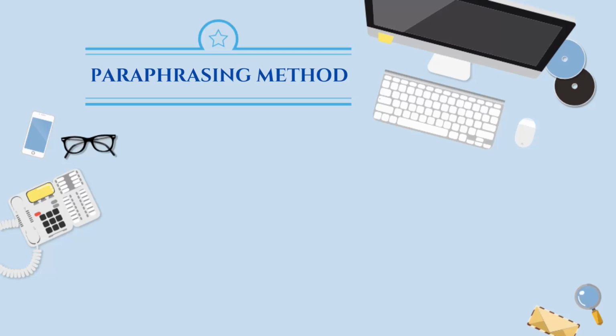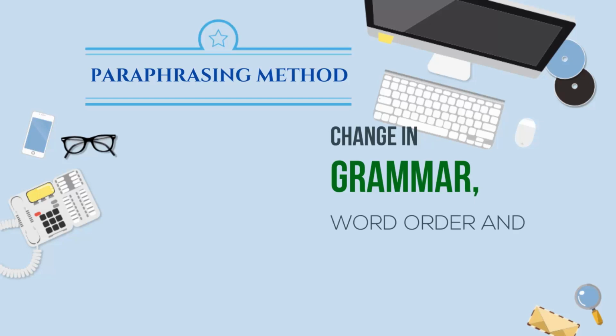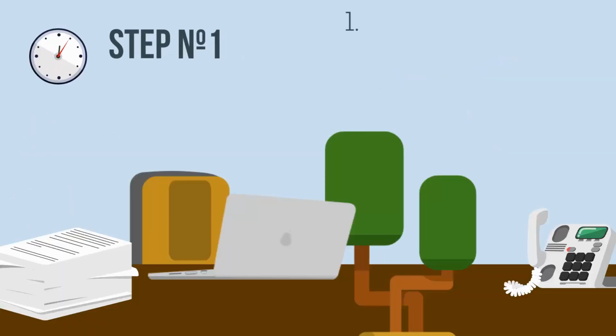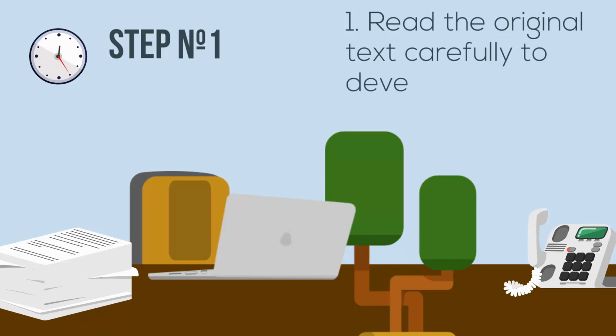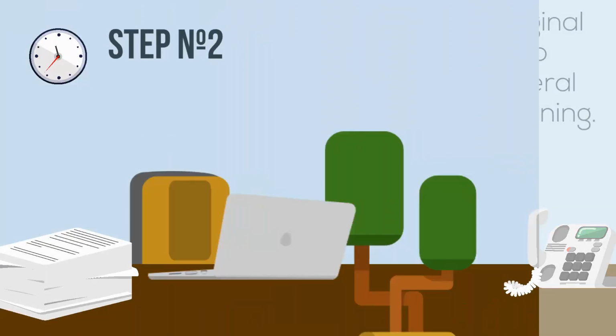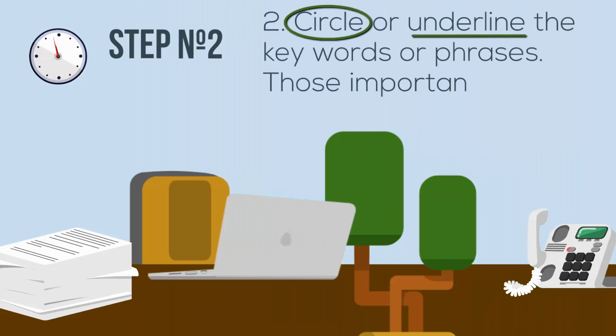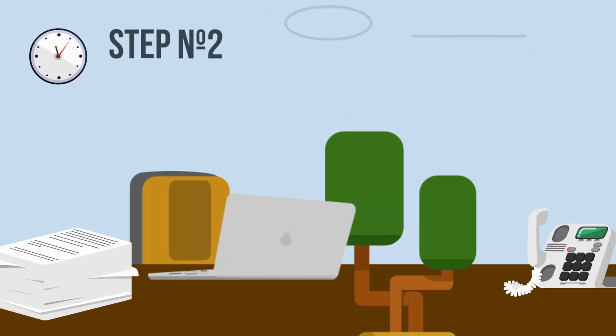To create a new statement with the same meaning as the original, we can change its grammar, word order, and vocabulary. To use this method, follow these steps. 1. Read the original text carefully to develop a general idea of its meaning. 2. Circle and underline the key words and phrases, those important ideas that must be included.